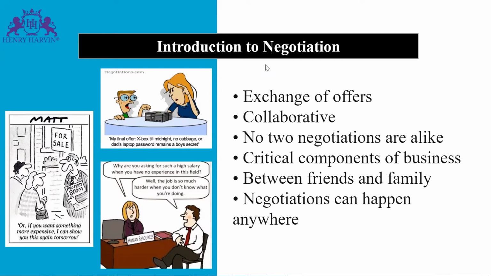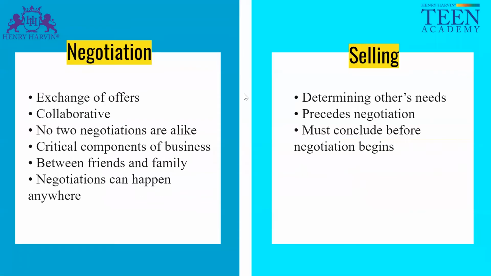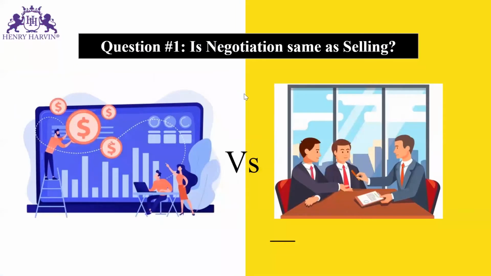And then I ask her, why do you want to do this in the first place? Then if she says, this is what I expect, then we understand that if this is the outcome, now we analyze how to satisfy them and yet how to win the argument. Okay, so negotiation is conducted neither to widen nor breach the relationship, but to form a new or different configuration.